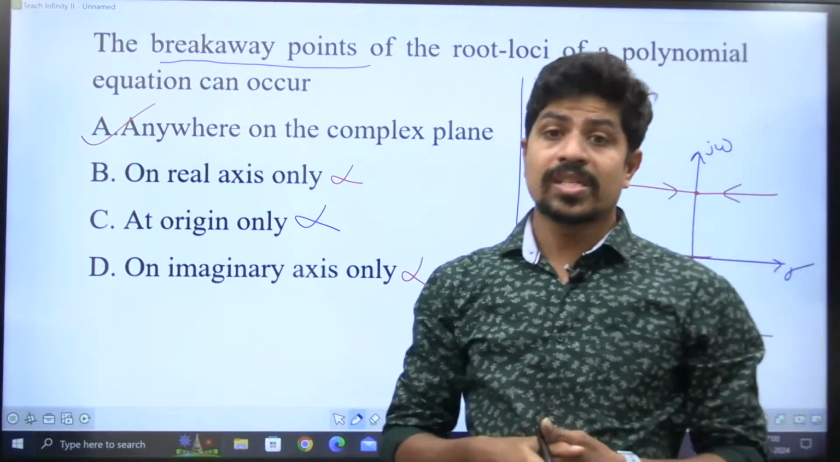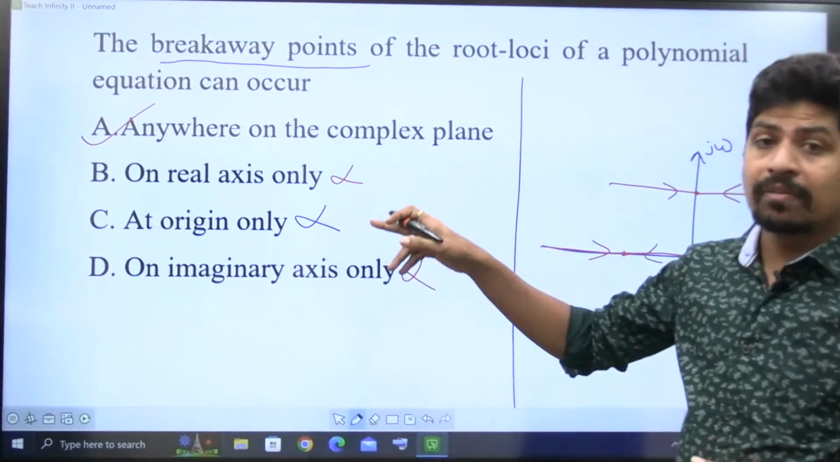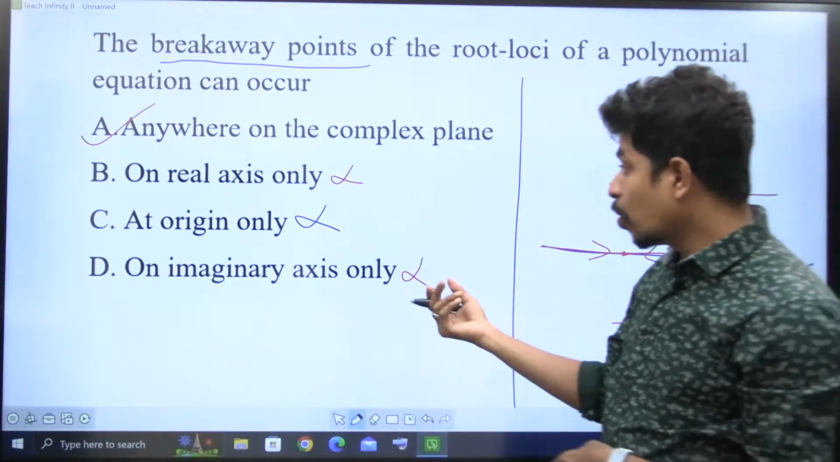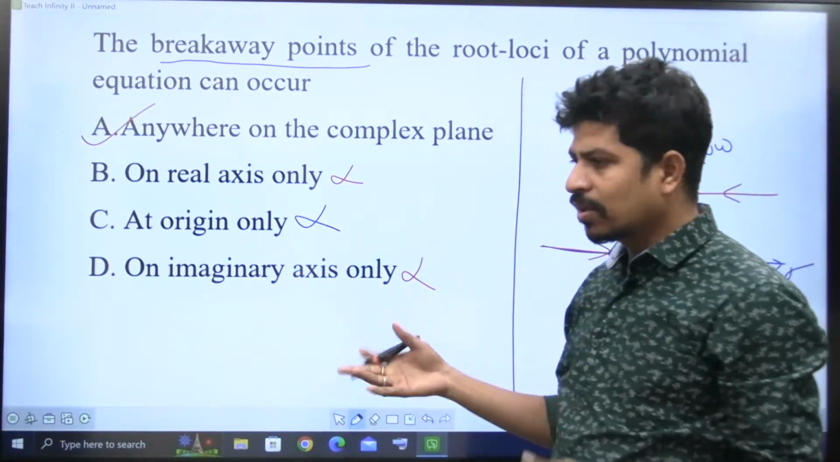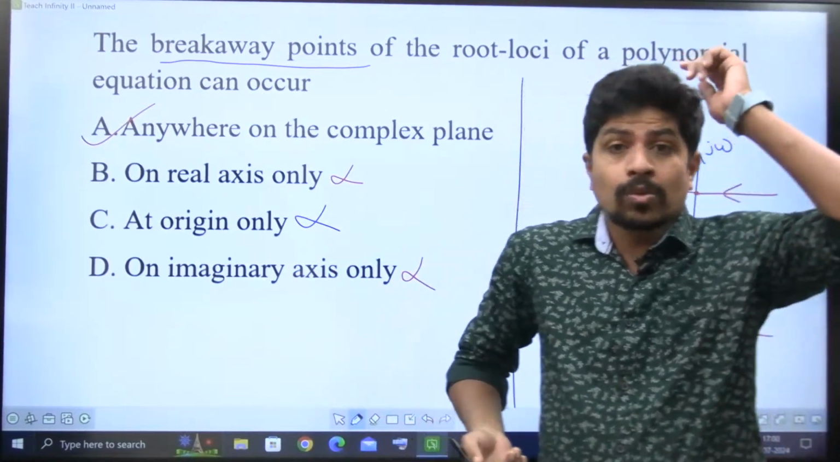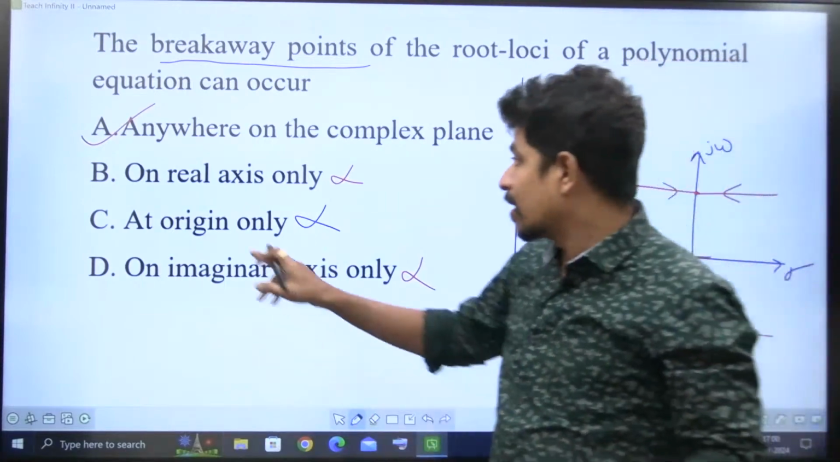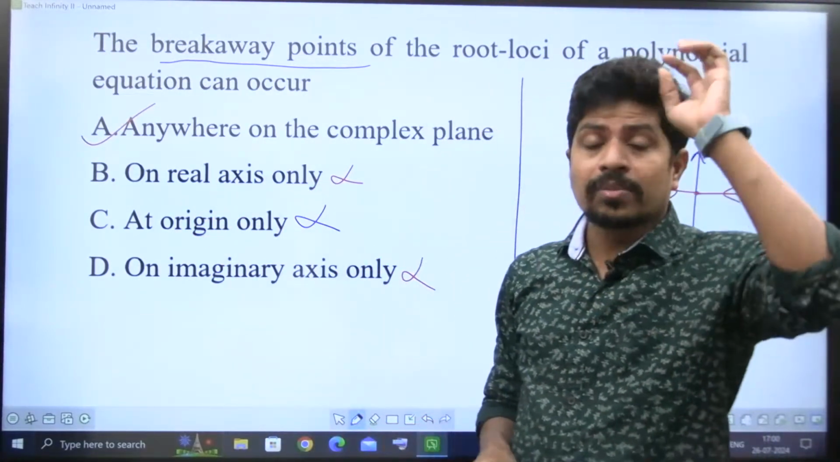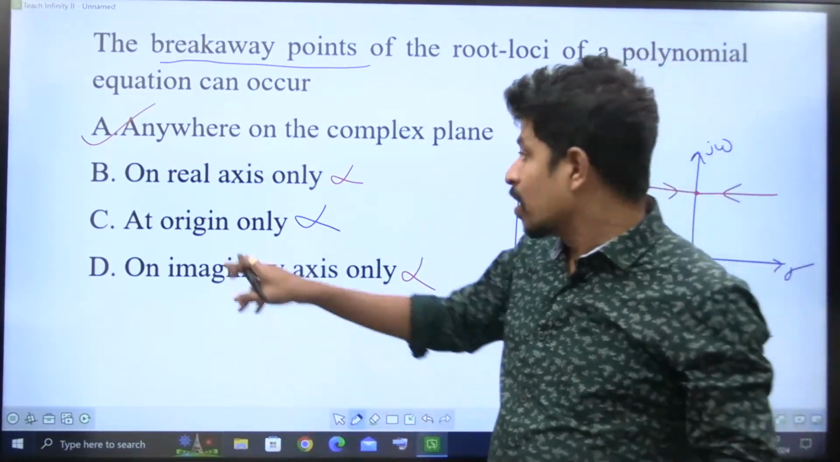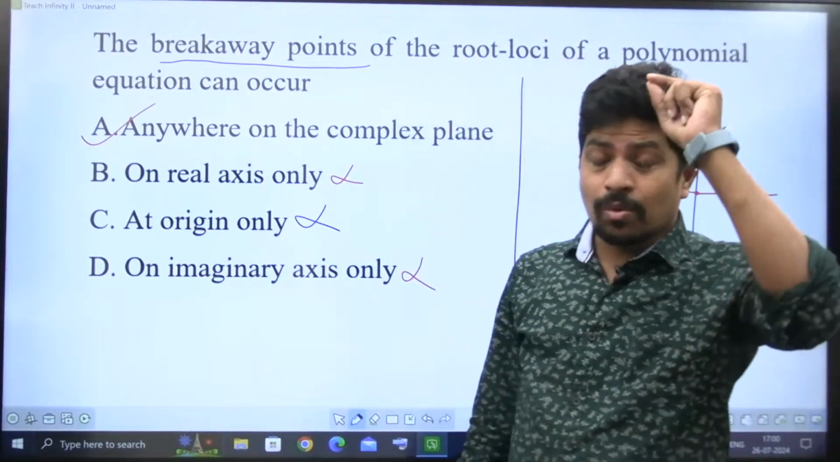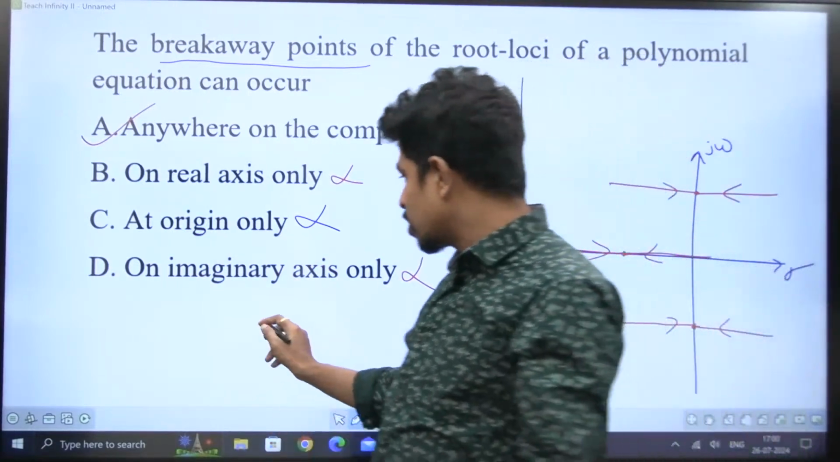Okay, the option is A. I went for the elimination method. He is mentioning only on imaginary axis only. No, there is no rule like breakpoint should exist only on imaginary axis. Real axis only, there is no rule like it must exist on real axis only. There is no rule that it should exist only at the origin.